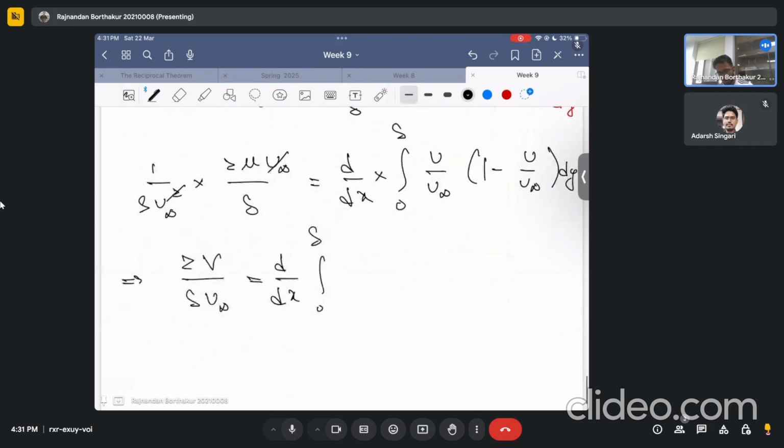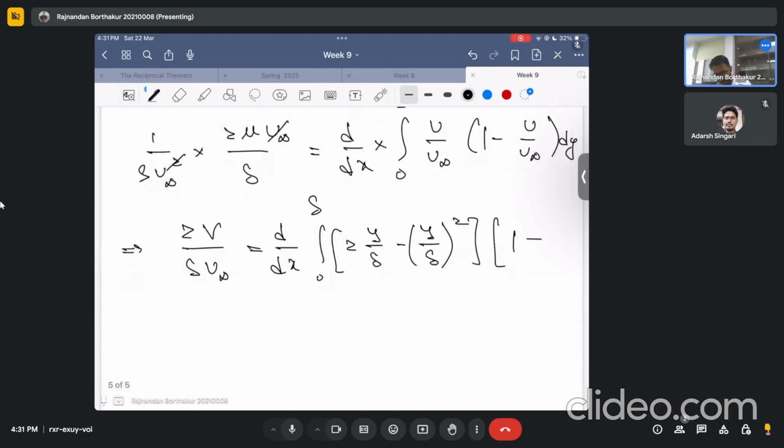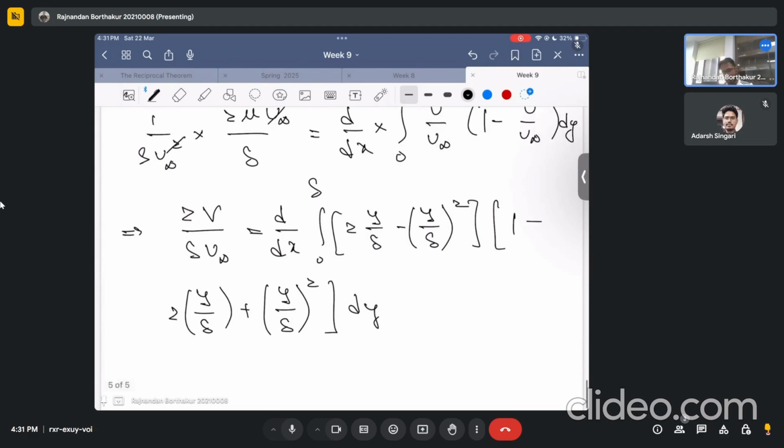So it just becomes 2 times y by delta minus y by delta whole squared. Okay. And then I have 1 minus u by u infinity, which is 1 minus 2 times y by delta plus y by delta whole squared. And then this integration is done with respect to dy. Okay, so let's first do this integration.